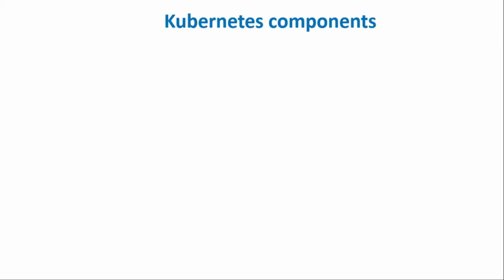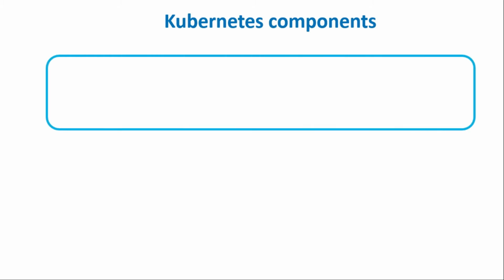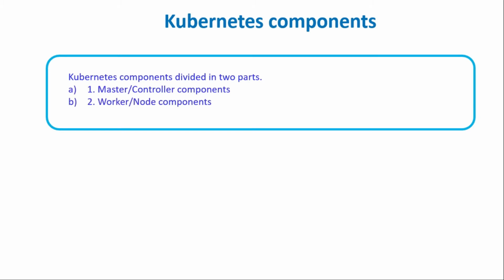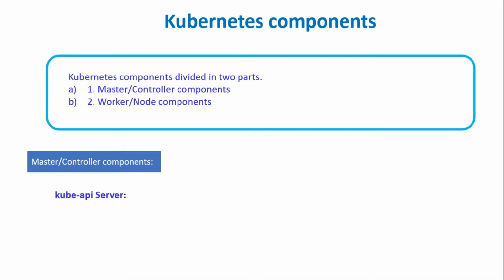So what is our first component? We have divided the Kubernetes components into two parts. First is the master and controller components. Second is the worker and node components. Master controller components. First, our component is the kube-apiserver.